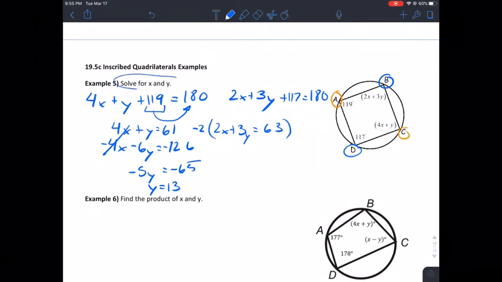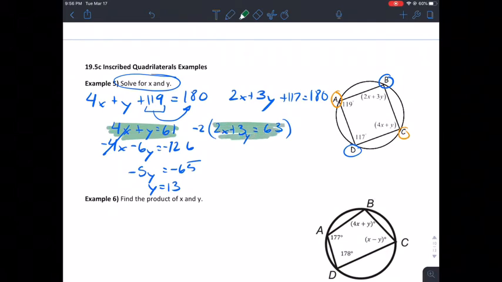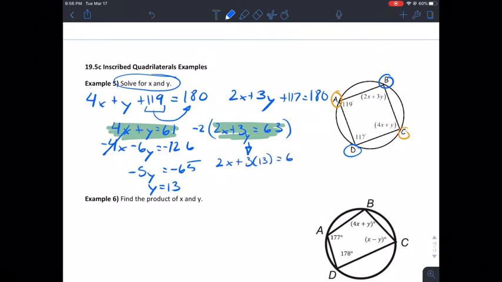Now, do not stop here. This says solve for x and y, and we're only halfway done with the problem. We need to plug this y value in so that we can solve for x. You can plug into either one. You really can plug into any of these, but I would say the easiest would be to plug into this one or this one. I ended up plugging into this one right here. So I'm going to do 2 times x plus 3 times my y value, which was 13, equals 63.